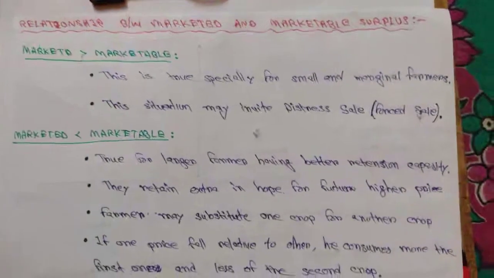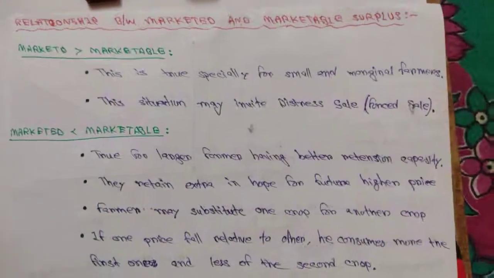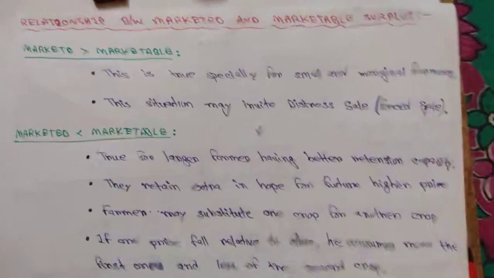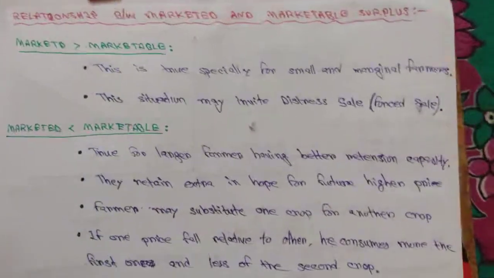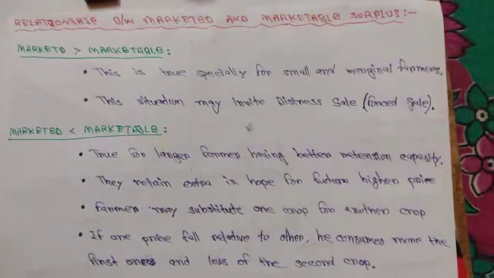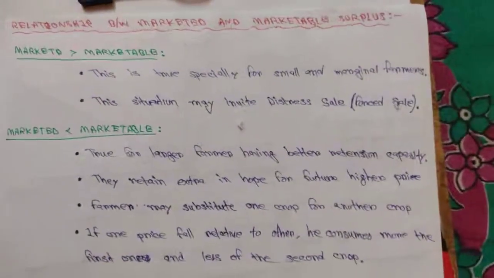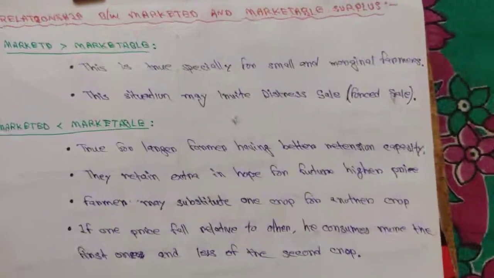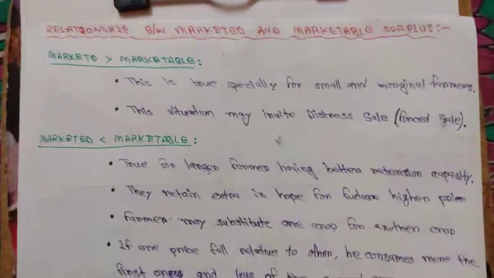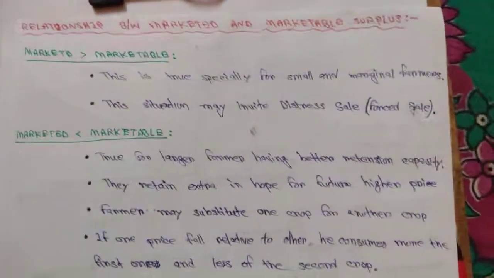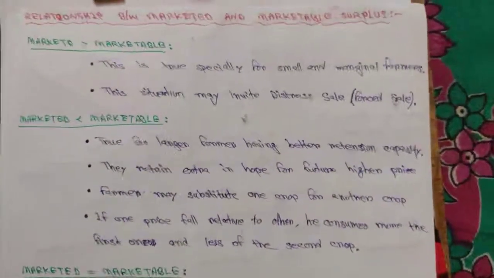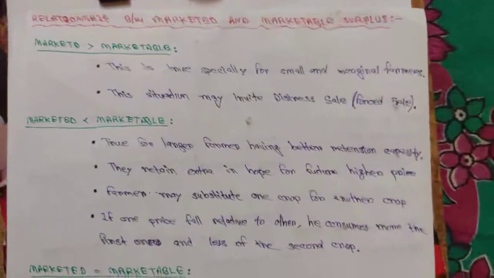Now second, this situation may invite distress. While marketed surplus is more than marketable surplus, this may invite distress. How does it invite? A farmer who tries to sell more supplies more quantity of commodity in the market. So the supply will be more than the demand. So there is a chance of less money, possibly less money in the market. So there may be distress, meaning loss of money for the farmer, who thinks that he will sell more and his cash will be more, his profit will be more, but this may not happen.